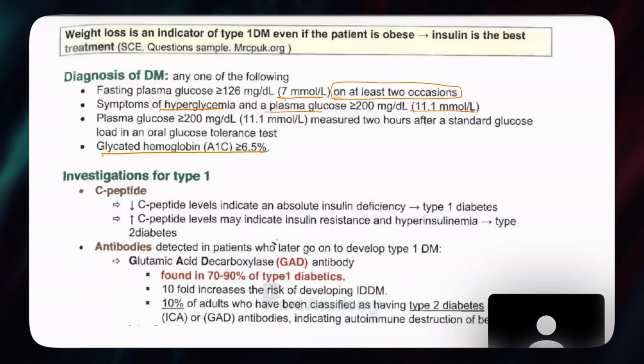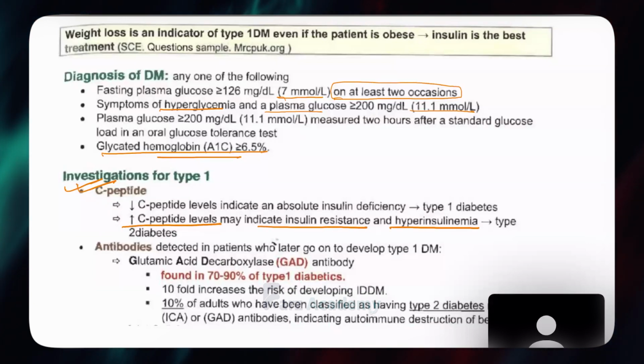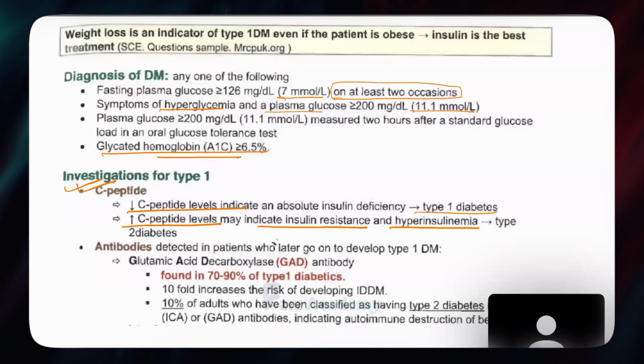HbA1c more than 6.5% is also another answer. So once we diagnose diabetes mellitus, what do we need to do? Basically, we need to check the C-peptide level. Why? Because an increased C-peptide level indicates insulin resistance, also hyperinsulinemia, so it may be type 2 diabetes. However, if the C-peptide level is low, that indicates a higher possibility of type 1 diabetes.